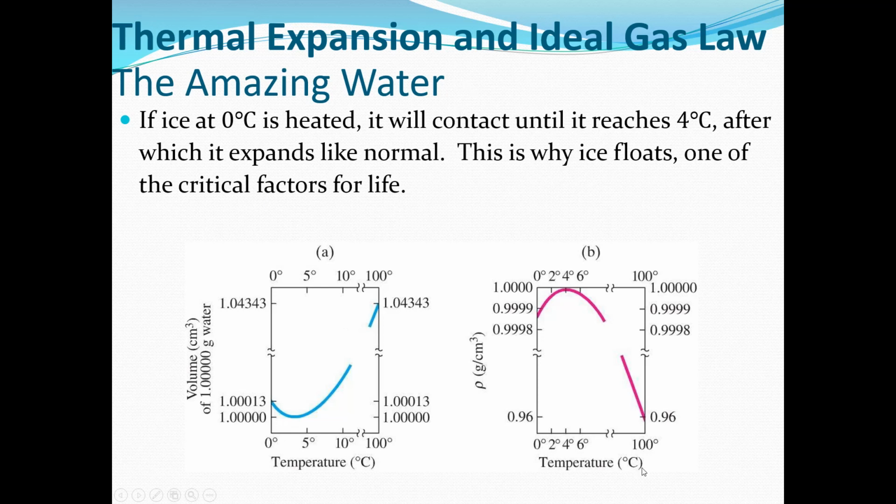These two graphs are basically showing the whole idea that instead of increasing like normal, it does a weird curve between 4 and 0 degrees.